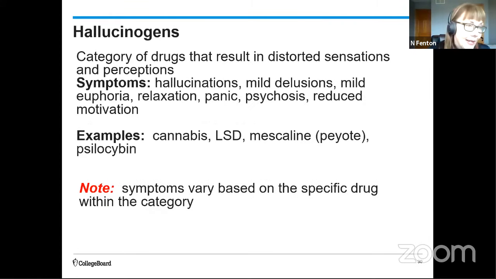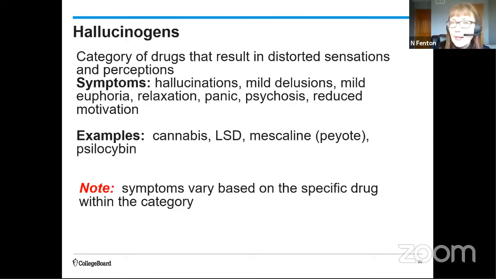And another category we have is hallucinogens. So these drugs alter mental and emotional functioning, and they tend to create distorted sensations and perceptions. And I have this same note for each one because the symptoms are going to vary on the specific drug, and they're certainly going to vary based on dosage. But two of the most common ones that you're going to see would be cannabis or marijuana, which the active ingredient is THC. And maybe you've seen hallucinogens, LSD as an example as well.